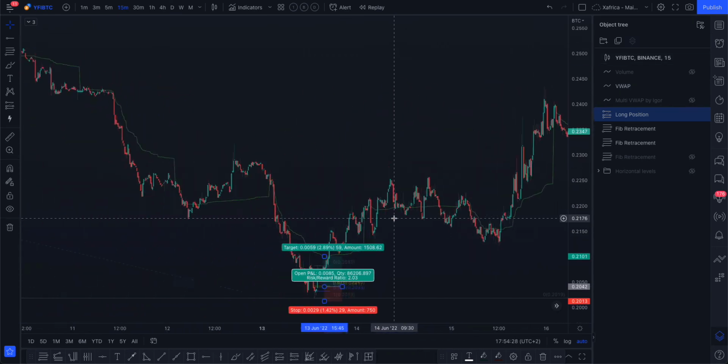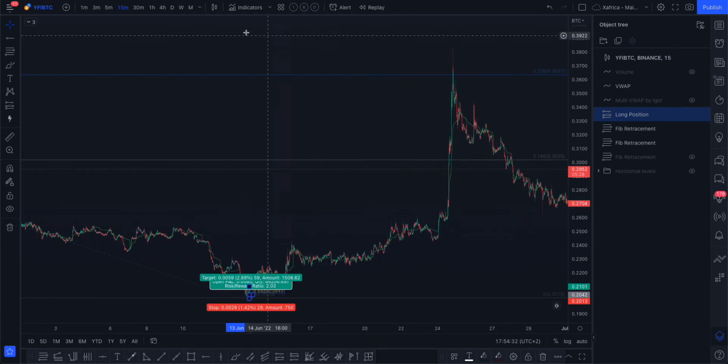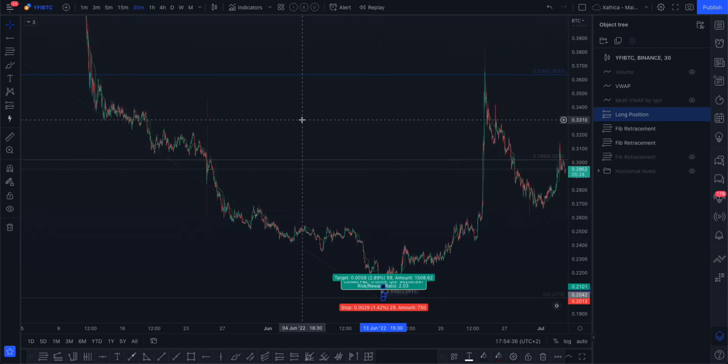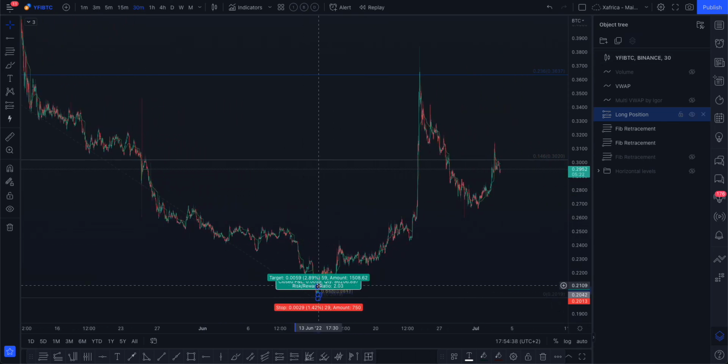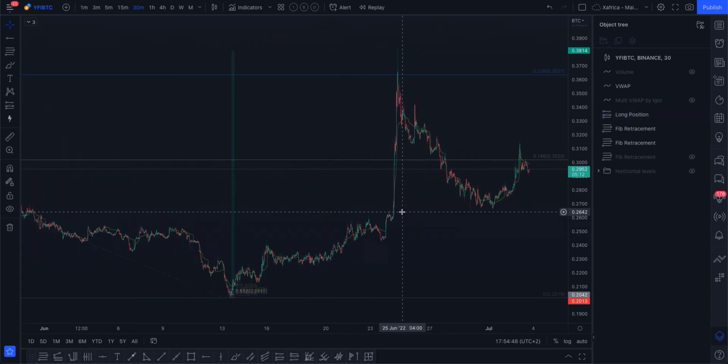I don't know where we are now in YFI. Where are we? Let's go to the 30-minute. Oh wow, that was a big trade. 43%. We would have topped at 86% there. That's massive. Okay, let's go down again.